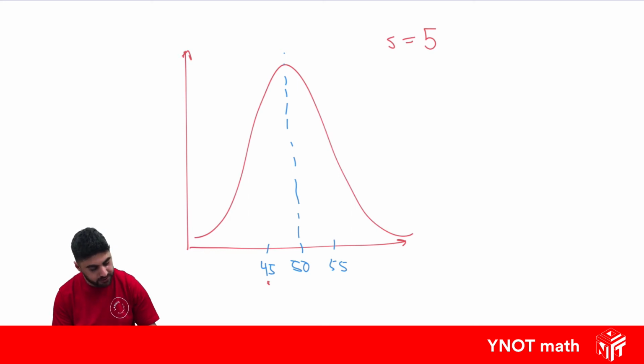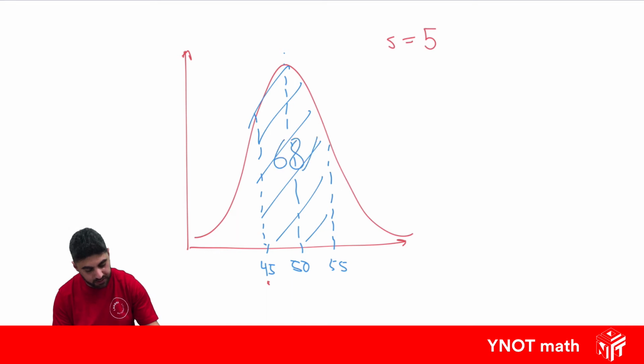And there's special properties with a normal distribution that if we're one standard deviation off the mean either way, inside here represents 68% of all scores. If we're two standard deviations away from the mean, so that means if we're in between 40 and 60, all of this area in green represents 95% of all the scores. Why? Two standard deviations within the mean either way.